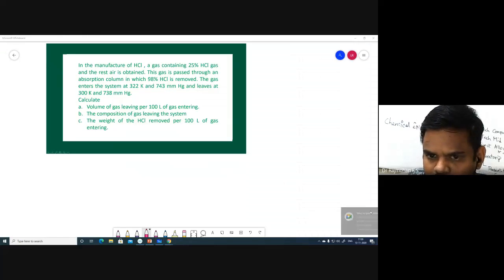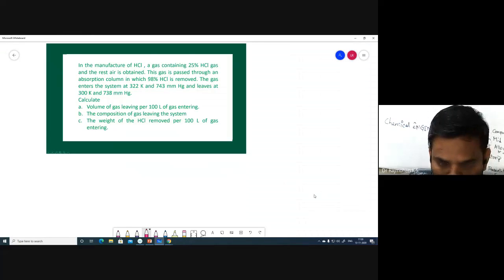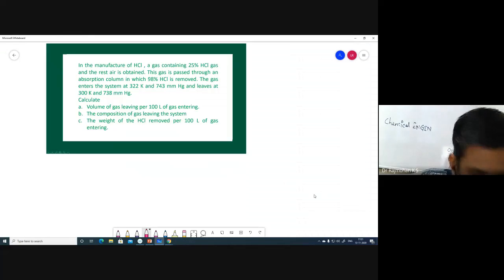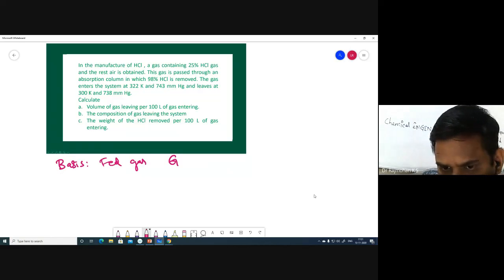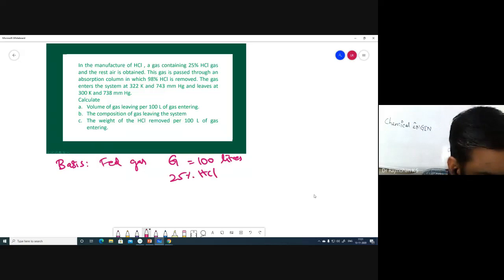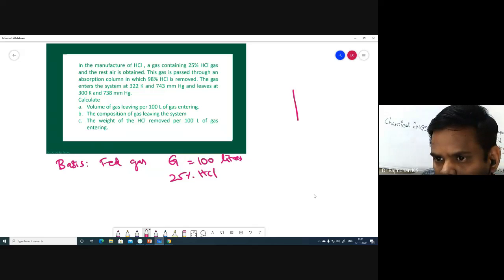So how to solve this problem? Let us make a block diagram. We have 100 liters of gas with 25% HCl entering. That is our basis. So what is our feed gas? We have G entering, 100 liters, containing 25% HCl. That is our gas entering the system. We have to make an absorption column with a gas entering.